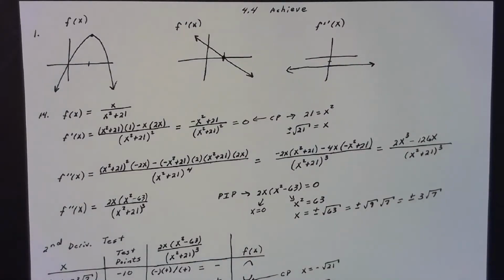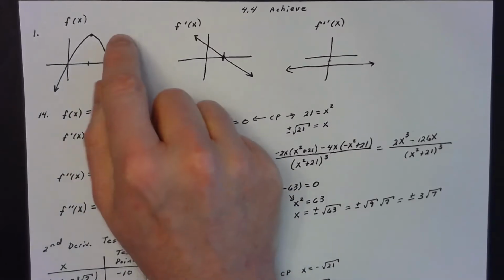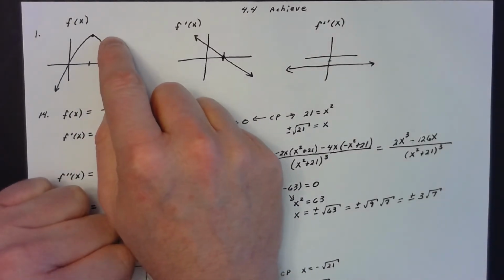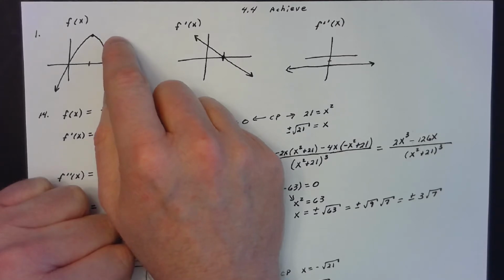Hi guys, let's take a look at three problems in section 4.4. This is problems 1, 14, and 16. The first problem is just going to give you a graph, and then it's going to ask you information about the original function, the first and second derivative.